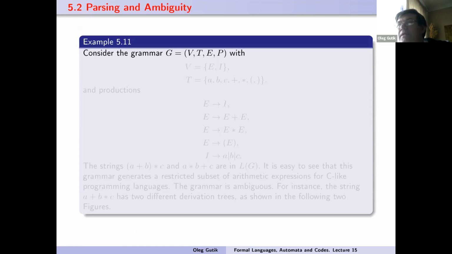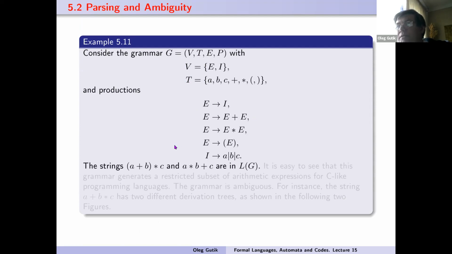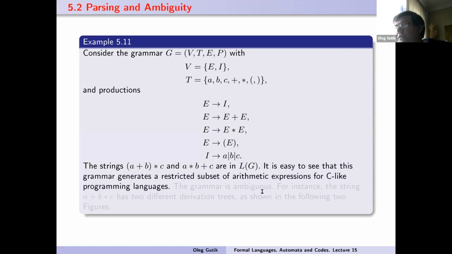Next example. Consider the grammar G with V and T of the following form and the following productions. Then the words of the form such and such are in L(G). It's easy to see that this grammar generates a restricted subset of arithmetic expressions for C-like programming languages.